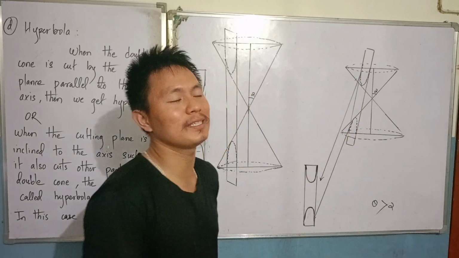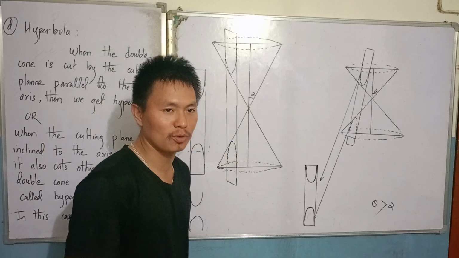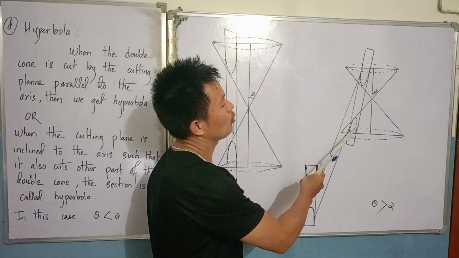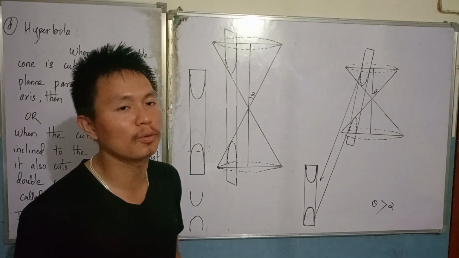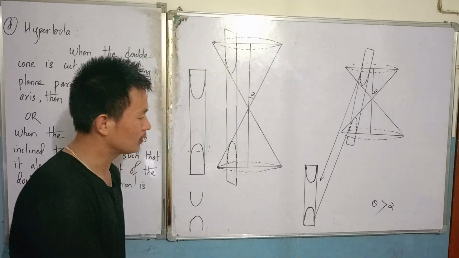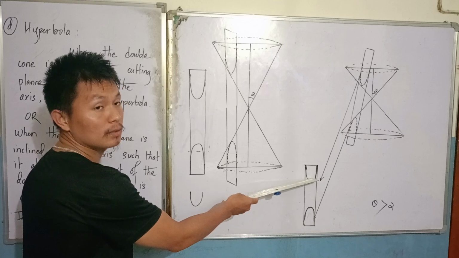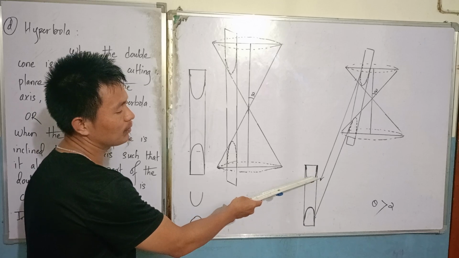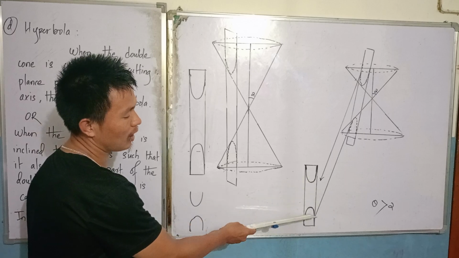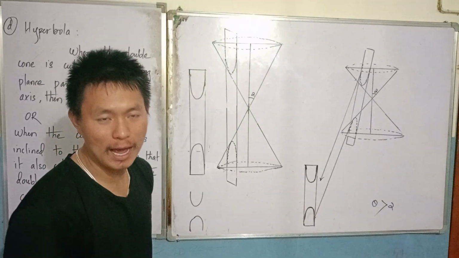It doesn't necessarily have to be parallel to the axis of the cone. It can also be not parallel, but it should cut both the upper nap and the lower nap of the right circular cone. In that case, we get this type of figure. Only one of these would be a parabola. Now this type of figure, two parabolas opposing each other, is called the hyperbola.